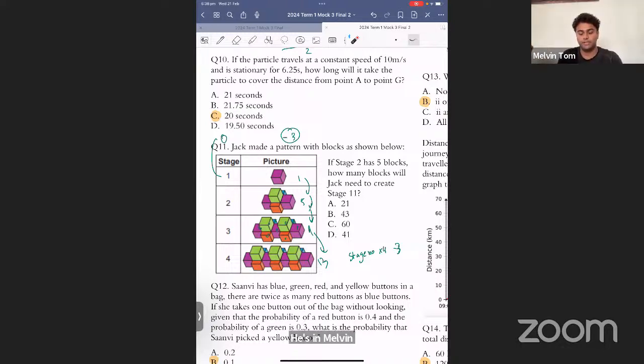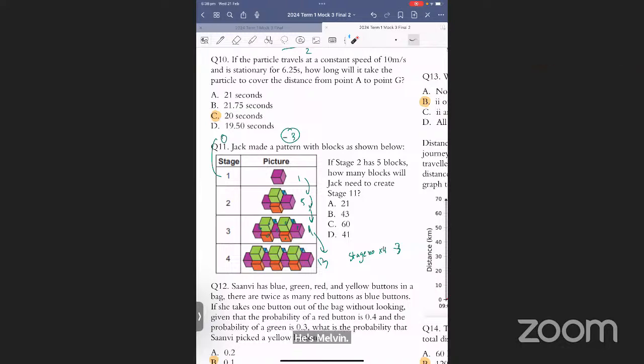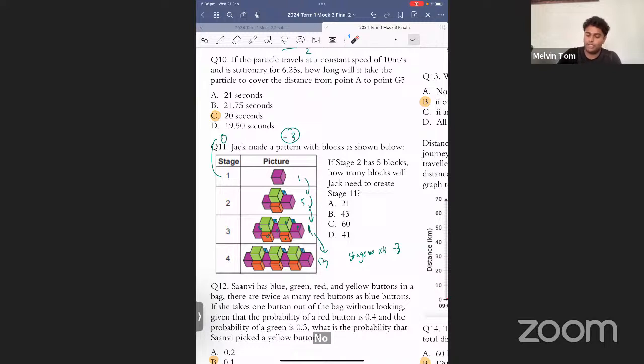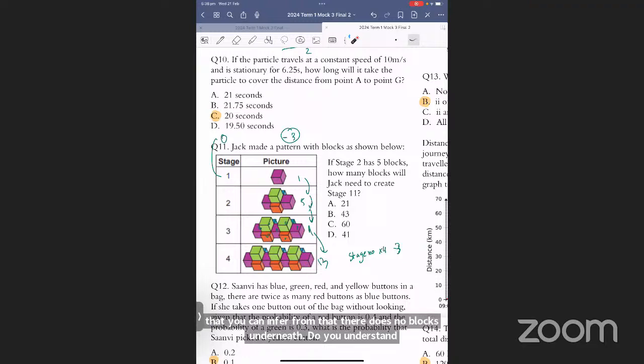So Melvin, your question. Are we just looking at the blocks that are visible? Oh, it actually tells us in the question. It tells us that stage 2 only had 5 blocks, so you can infer from that there's no blocks underneath. Do you understand? Okay, thank you.